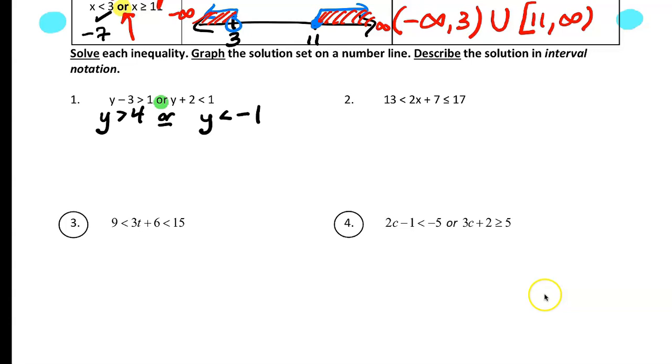So to graph this on a number line, we would have negative 1 on the left of 4. They're both open circles, and you want greater than 4 and less than negative 1. So this would be our graph of our solution. And then the interval notation would look like this.